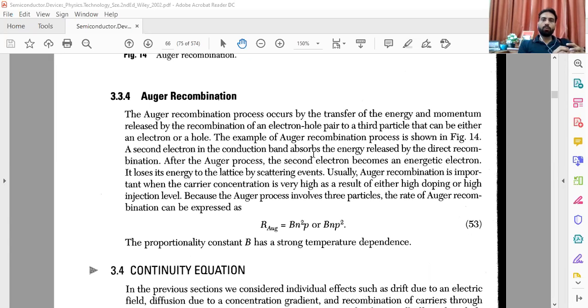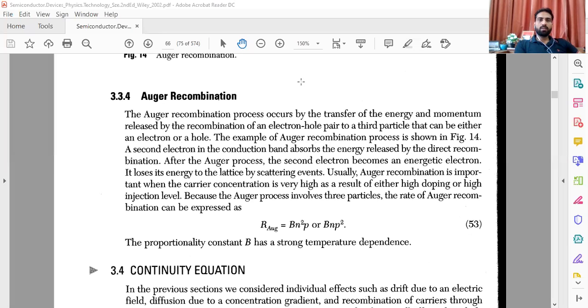When an electron-hole pair releases energy, this energy is utilized by another electron or hole. Augering means providing something to someone: energy is being taken up, energy is being provided. The example of the Auger recombination process is shown in figure 14.